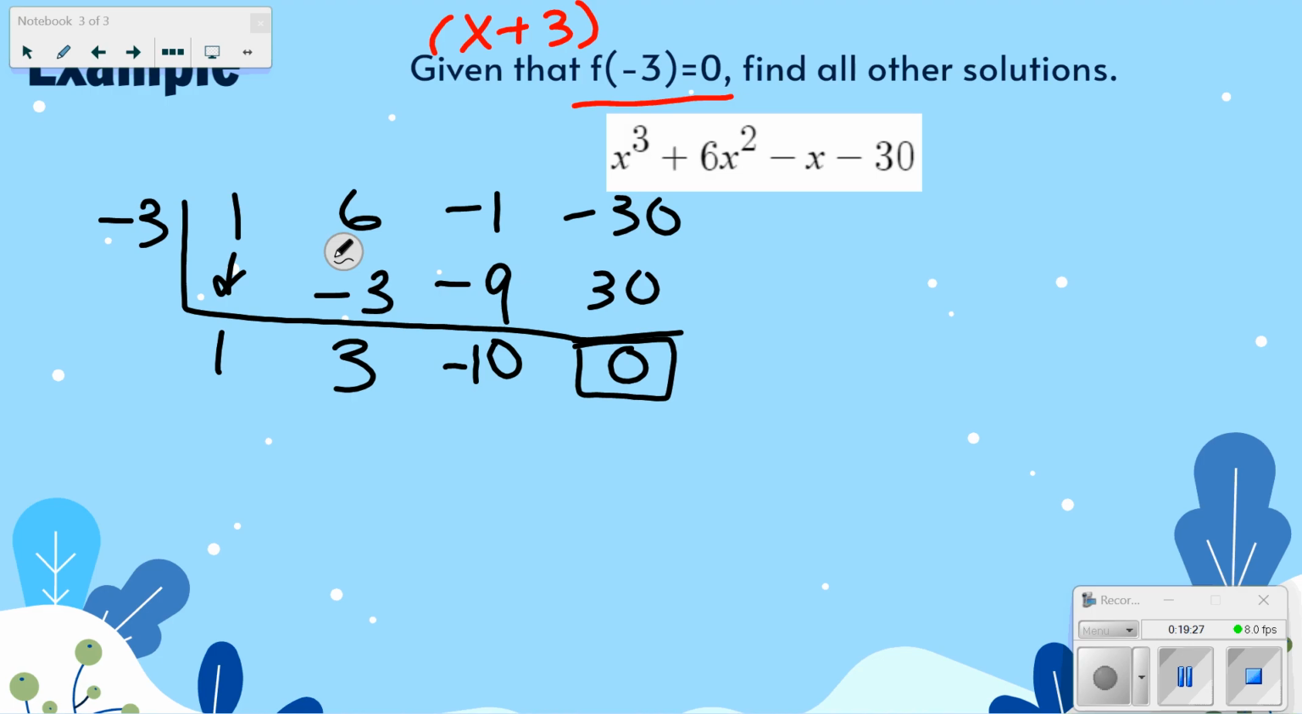So build off what we did in the warm-up. What did 1, 3, and -10 tell us? Those are my coefficients, right? So 1 is my coefficient for what term? That's to start us off. x squared. So I'm going to have 1x squared plus 3x minus 10. And now I need to find the solutions from here, because that's what's left over after I divided out that factor of x plus 3 with synthetic division.